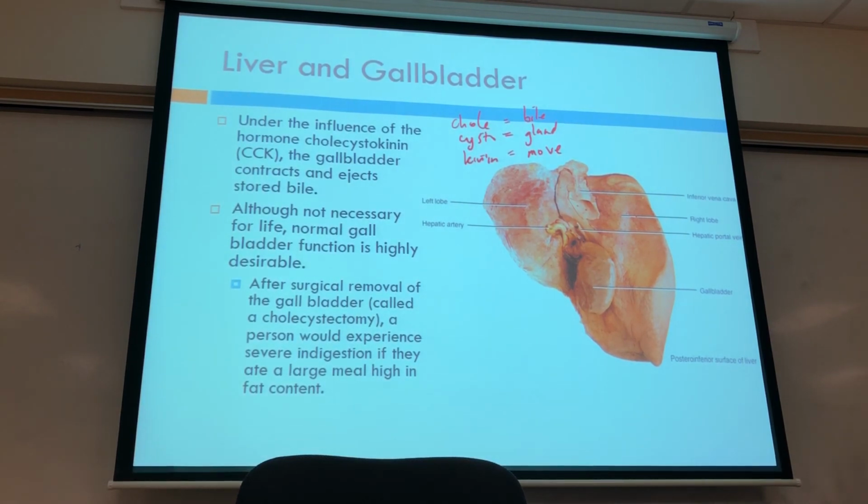If you've ever had a gallbladder removed, that's called a cholecystectomy. Again, chole for bile, cysto for gland, and ectomy, which is the removal of. As I mentioned earlier, typically a modified diet, a diet lower in fat, is needed due to the lack of concentrated bile within the gallbladder. Even though you have less bile, you still have other lipases involved: lingual lipase, gastric lipase, as well as pancreatic lipase.